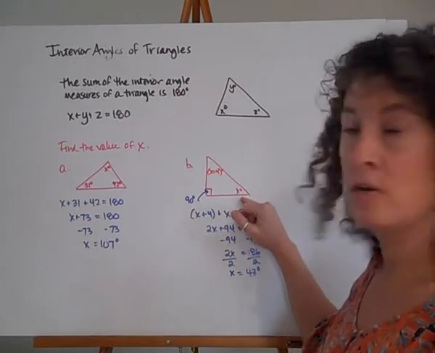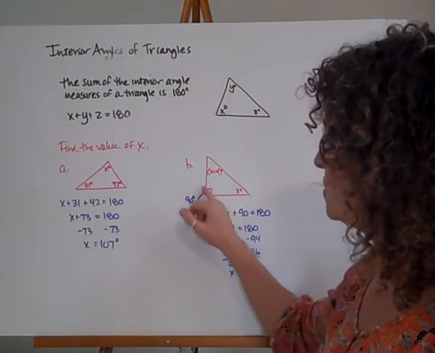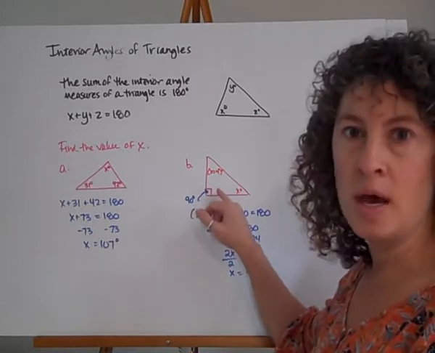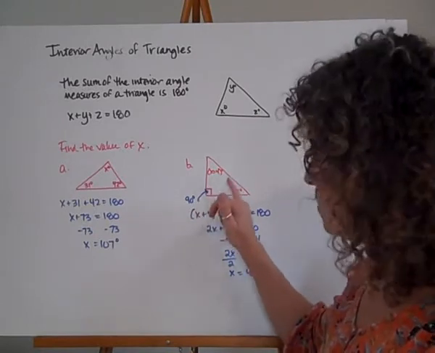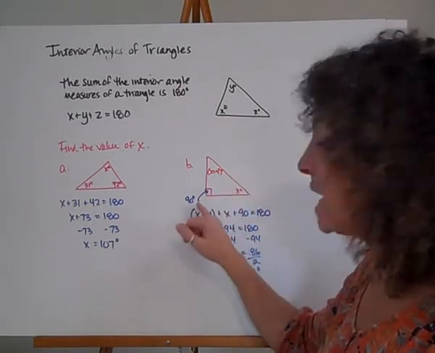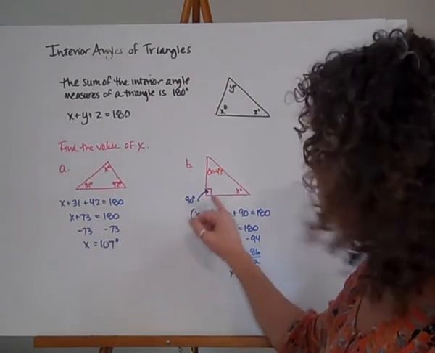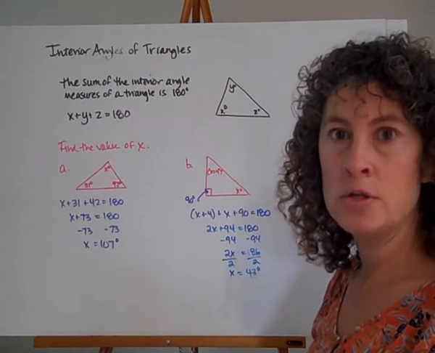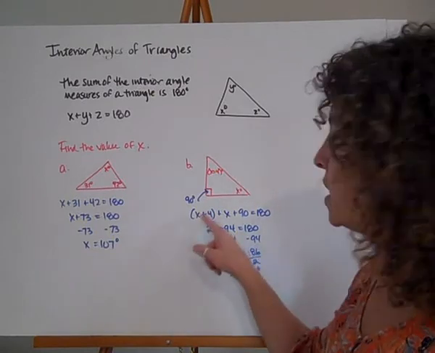I have a measure down here that is x degrees, and then I have this angle down here which has that little box in the corner. And if you remember, that little box means that this is a right angle, and right angles are 90 degrees. So I've labeled this 90 degrees to remind myself that I know the measure of that angle. So I have three angle measures of my triangle, and so I can write an equation.